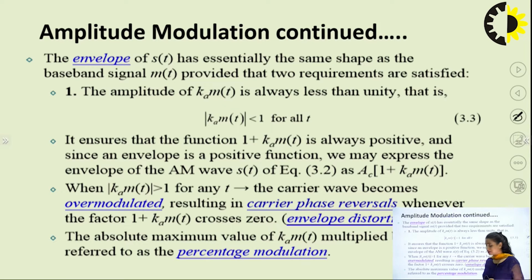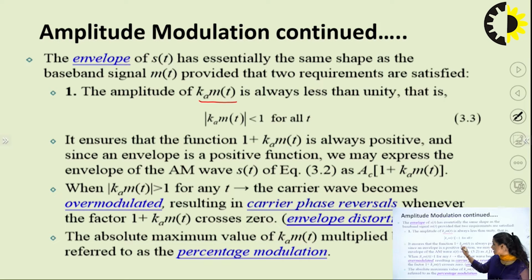Now one important thing that we need to know is that the envelope of the modulated wave has essentially the same shape as the baseband, which is the message signal, and this is possible only when two conditions are fully satisfied. What are those two conditions? Condition number one: the amplitude of ka m(t), the multiplication of the amplitude sensitivity with my message signal, must always be less than unity. That is, mod of ka m(t) must be less than 1 for all t.